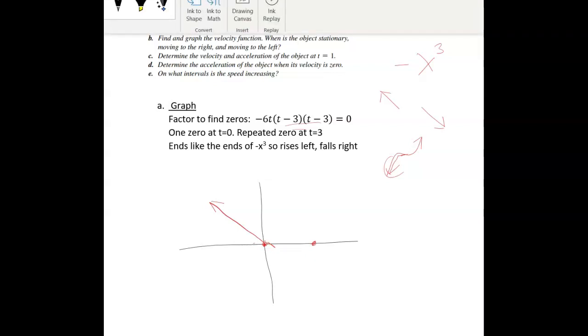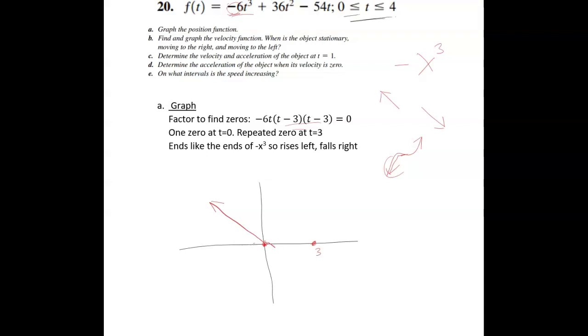So I kind of want to come back to this 3. This is my 3. This was my 0. This was my 3. I want to come back to that. But at t equals 3, so this is my t-axis, and this is f of t, and this is in feet. And this is in seconds.